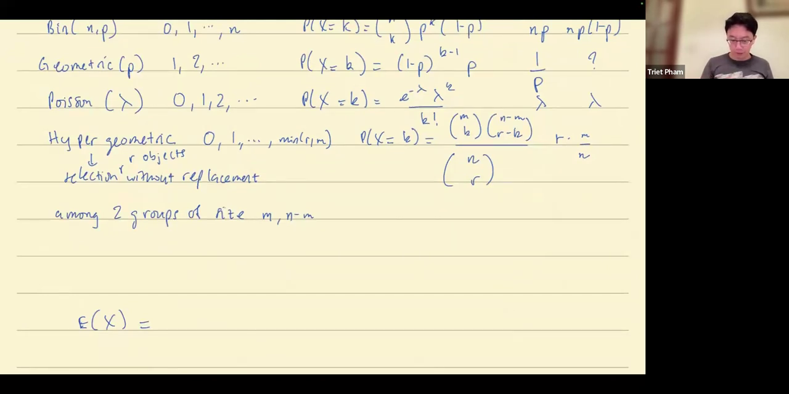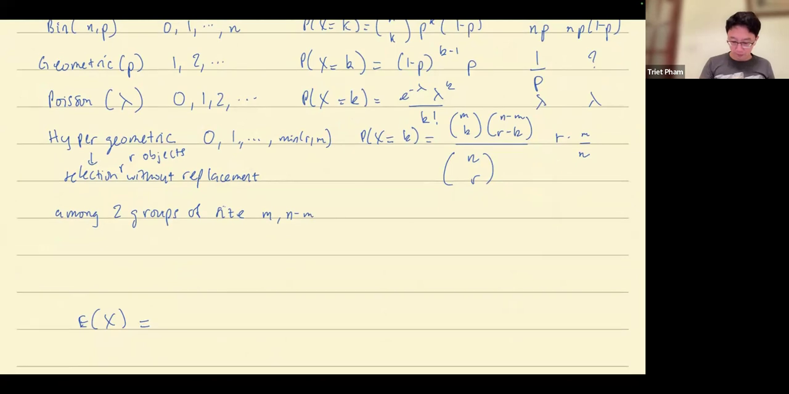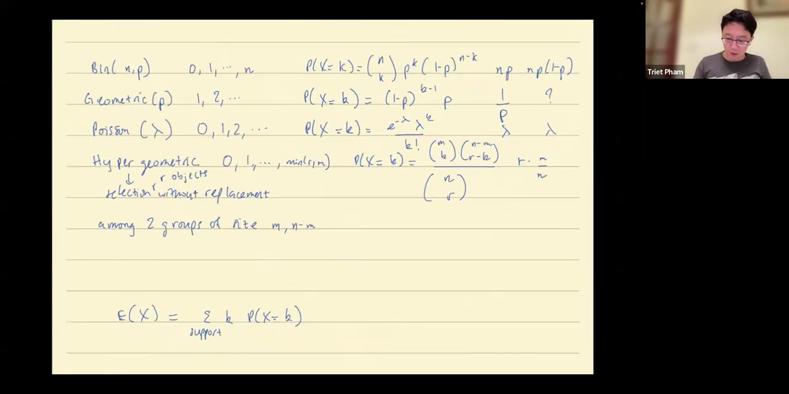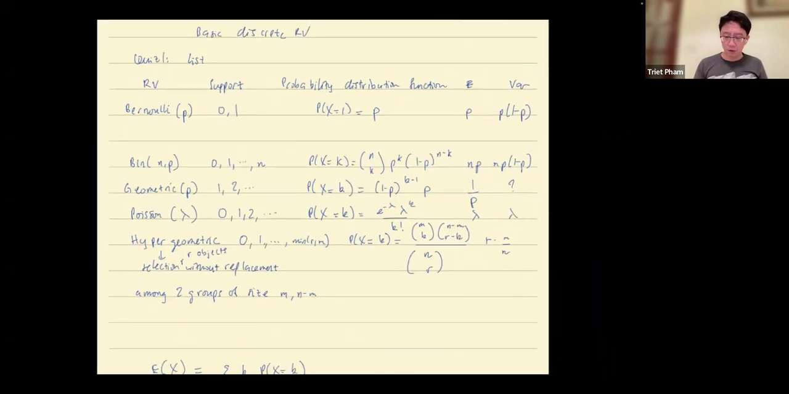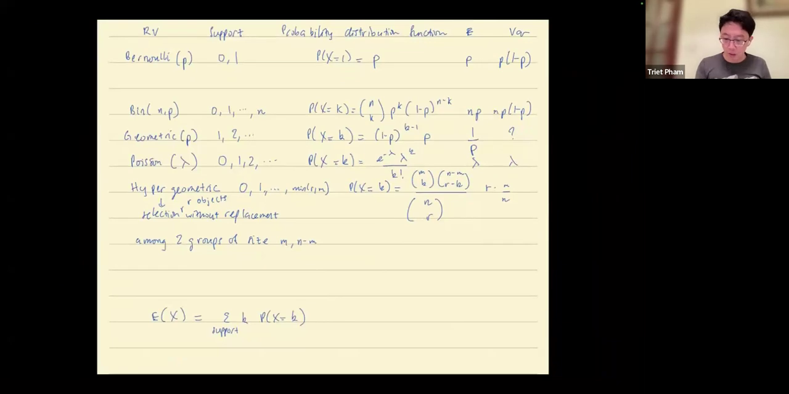For a discrete random variable, the expectation will be the sum over all values it can take, times the probability it takes on that value. So notice that, by listing out the expectation here, these are some, let's say, non-trivial calculations.